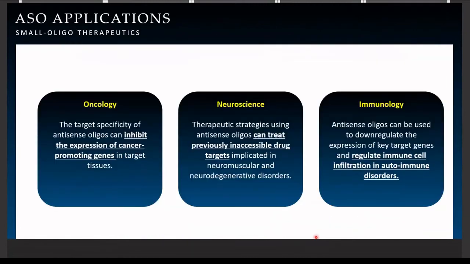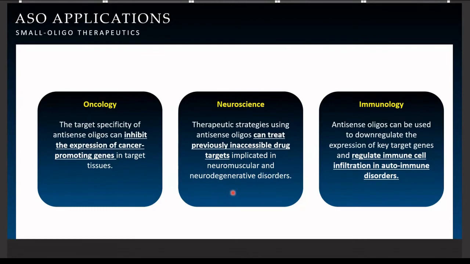And finally, similar to siRNAs, our other small oligo therapies, such as ASOs, can be assessed by using our microRNAscope assay. Again, the same three applications where ASOs have been developed: for inhibiting expression of certain cancer-promoting genes; for neuroscience, they have been in development for treating neuromuscular and neurodegenerative disorders; and for immunology, again, for treating autoimmune disorders.